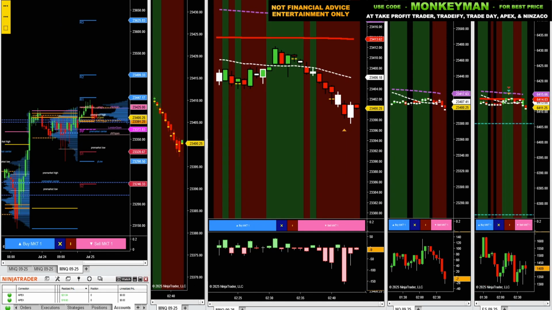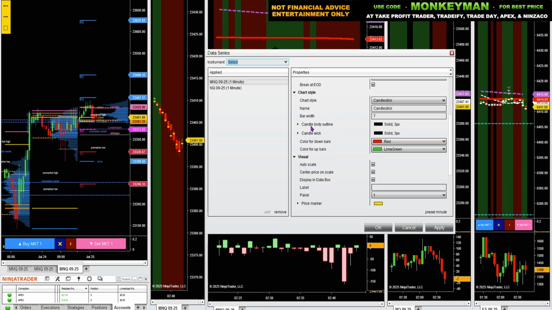I'm doing a little trading in the London pre-market. I've changed my 1 minute chart a little bit. I've beefed up the wicks and the candle outline. In my data series, you can see the candle body outline and the candle wick is 3 pixels now.